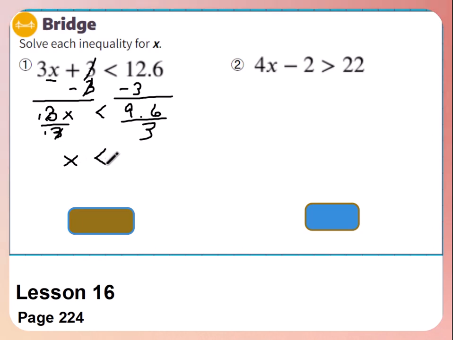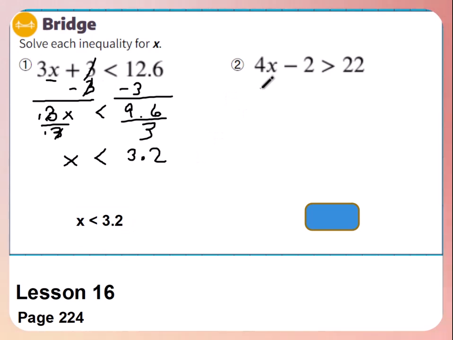Bring down the less than, and then use your calculator to divide 9.6 by 3. 9 divided by 3 is 3, and 6, put the decimal here, 6 divided by 3 is 2. So the answer should be 3.2.